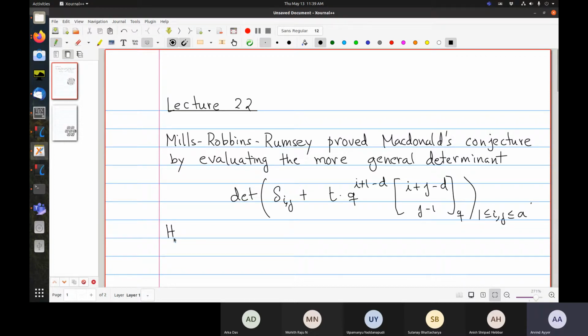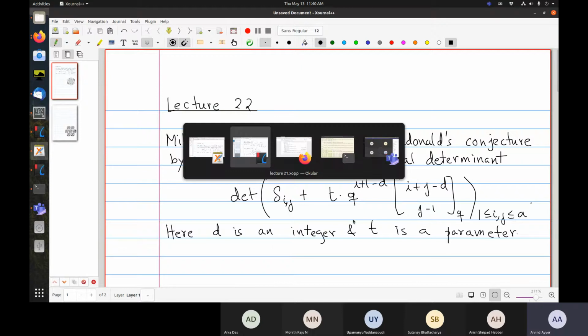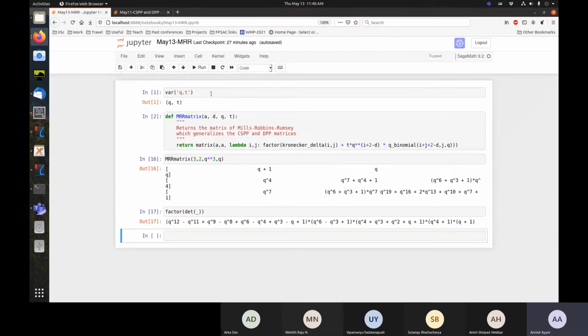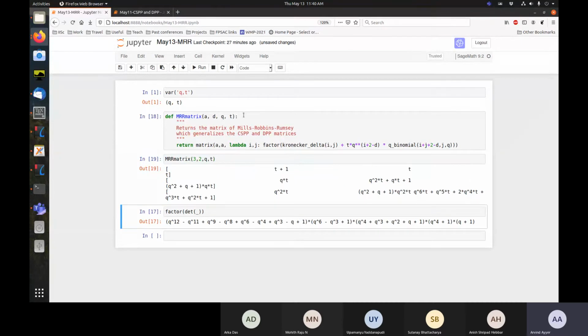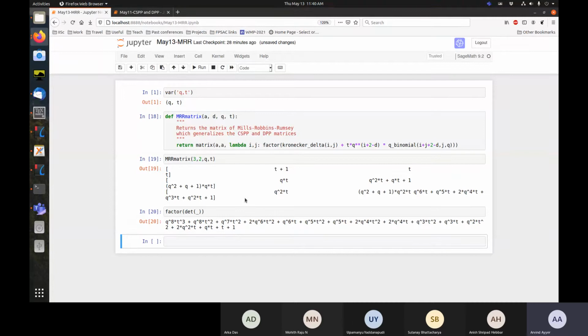Here d is an integer and t is a parameter. They called it lambda there, but since I'm going to show you on Sage, and lambda is not allowed, I thought it was t. So I called this the MRR matrix, Mills-Robbins-Rumsey matrix, and in general let me just take q and t arbitrary for now. If I take even a small case, this is not nice. It doesn't factor.